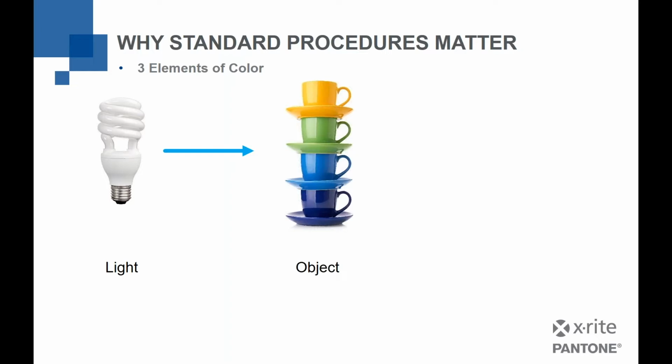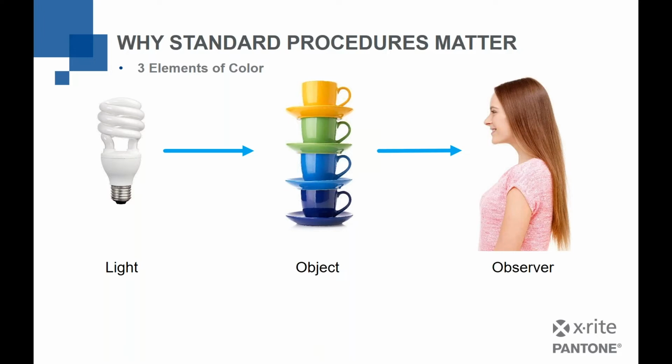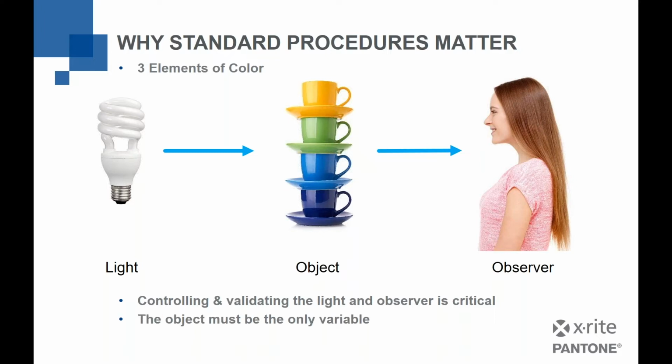Here we've got a stack of cups of different color. And so the light interacts with the object, and then ultimately, in order for color to occur, somebody has to be there to see it, an observer. When we talk about instrumentation, that can take the place, but today we're talking about visual assessment and lighting. So we've got to have light, we've got to have an object, we've got to have an observer. And the standard procedures that come into play when we're talking about doing visual assessment of color tie into this, that controlling and validating both the light and the observer is absolutely critical. Those two pieces we have to control. Why do we need to control them? Because we need the object to be the only variable.